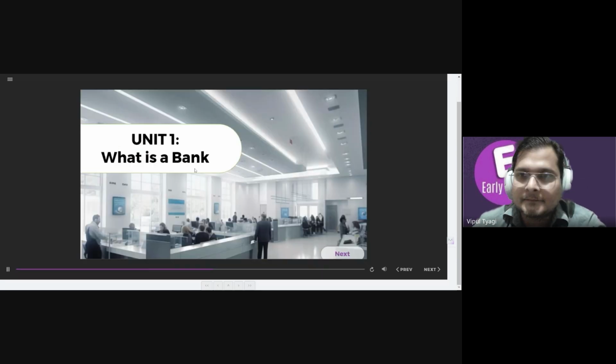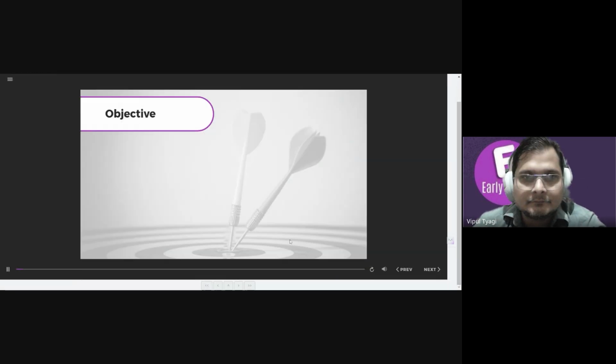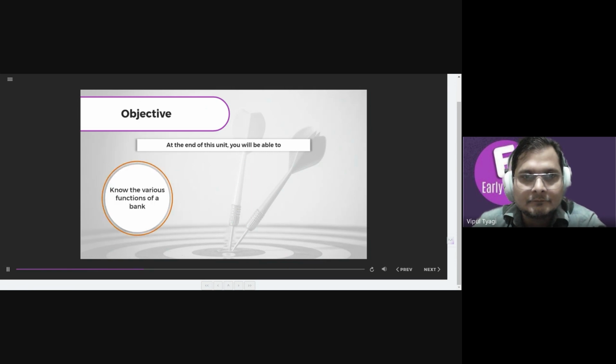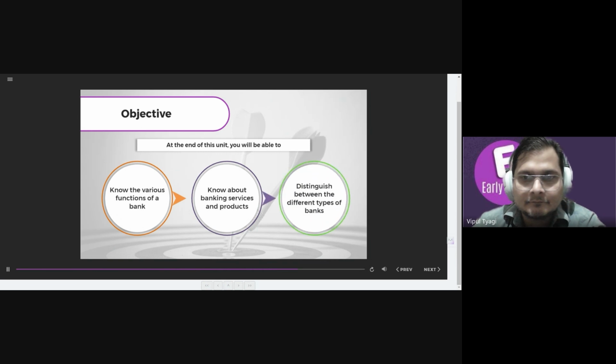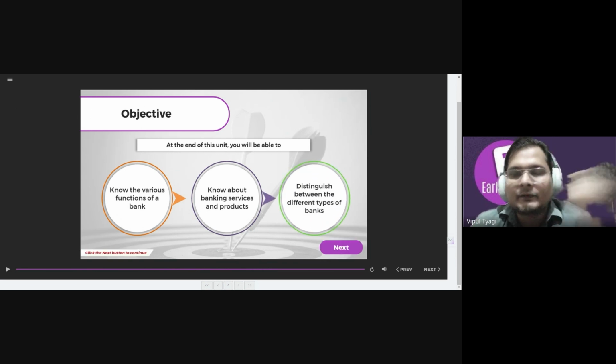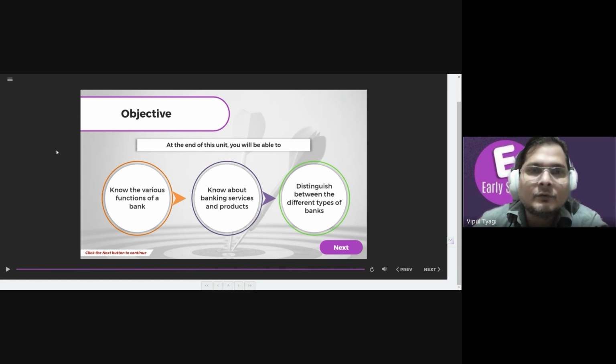What is a bank? Click next to begin the training. At the end of this unit, you will be able to know the various functions of a bank, know about banking services and products, and distinguish between the different types of banks. So at the end of this unit, we will be able to answer the various functions of a bank, banking services and products, and distinguish between different types of banks.